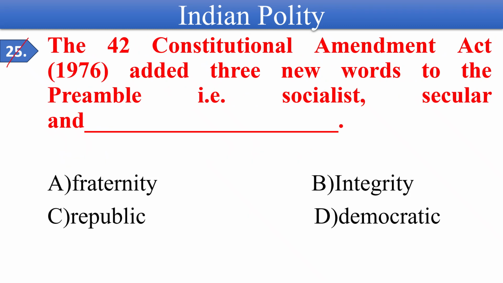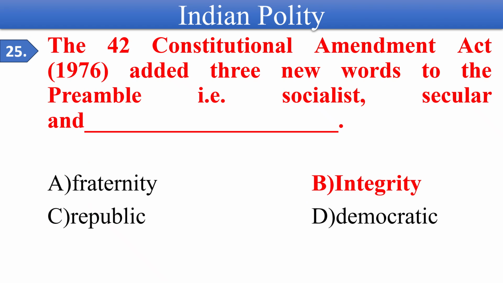Question number 25. The 42nd Constitutional Amendment Act 1976 added three new words to the preamble: socialist, secular, and? Option A. Fraternity. Option B. Integrity. Option C. Republic. Option D. Democratic. And the answer is option B. Integrity is the correct answer.